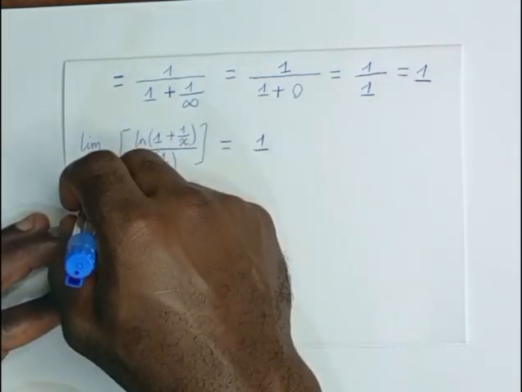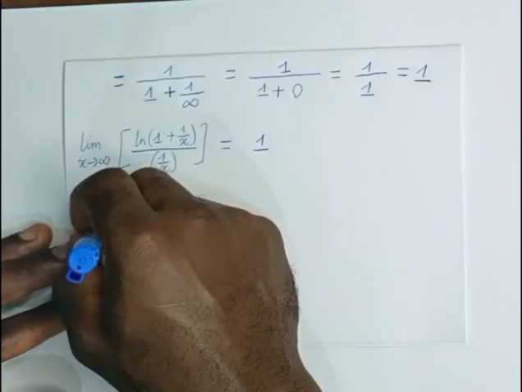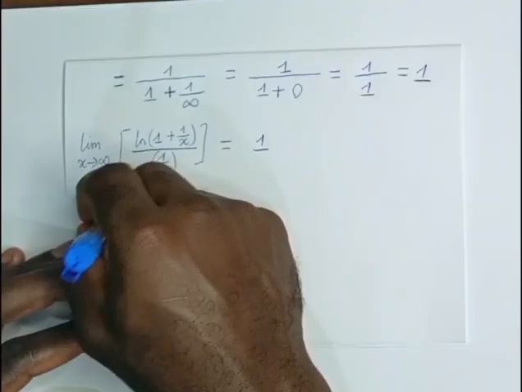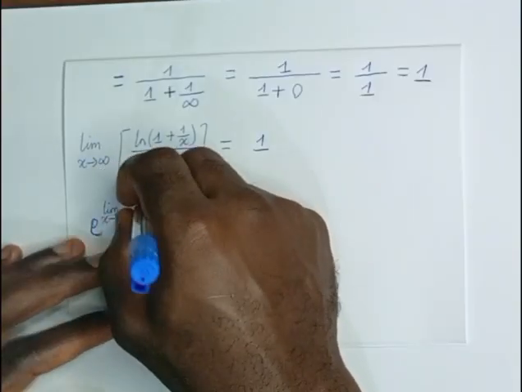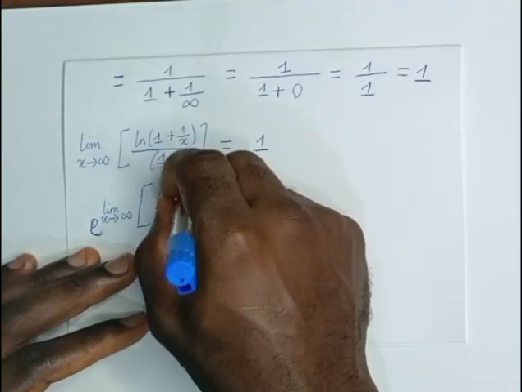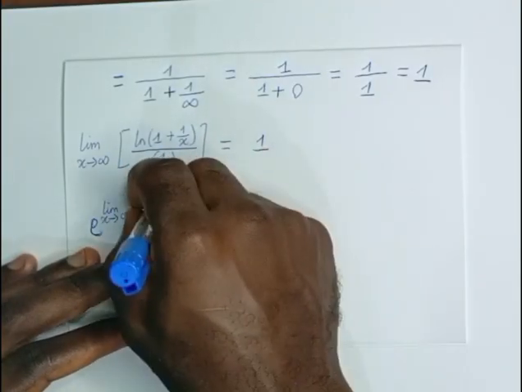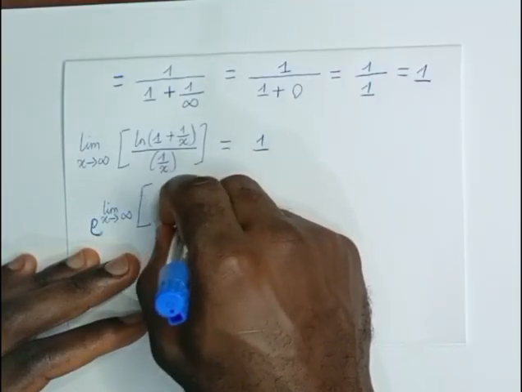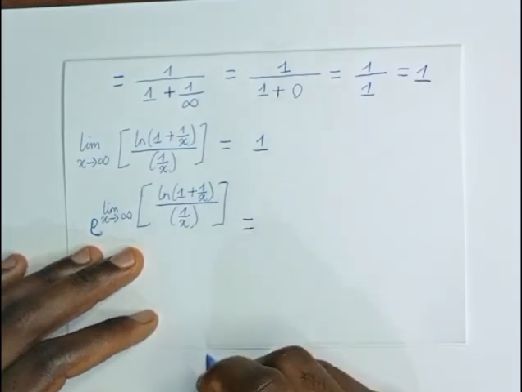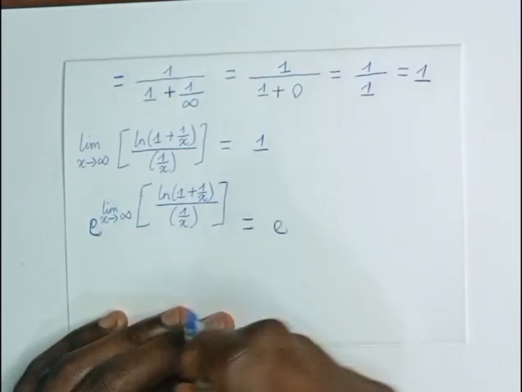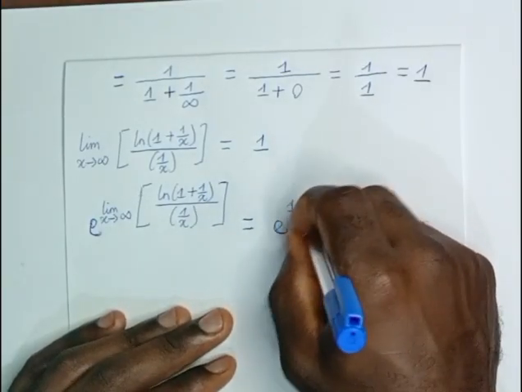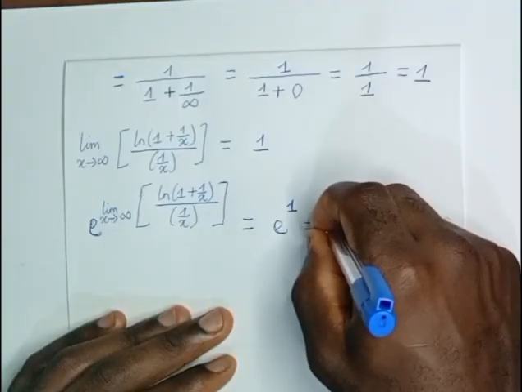Knowing this, it simply means e raised to the power the limit as x tends to infinity of the ln of 1 plus 1 over x all over 1 over x is simply equal to e raised to the power, this limit gives us 1, e raised to the power 1. And e raised to the power 1 is simply equal to e.